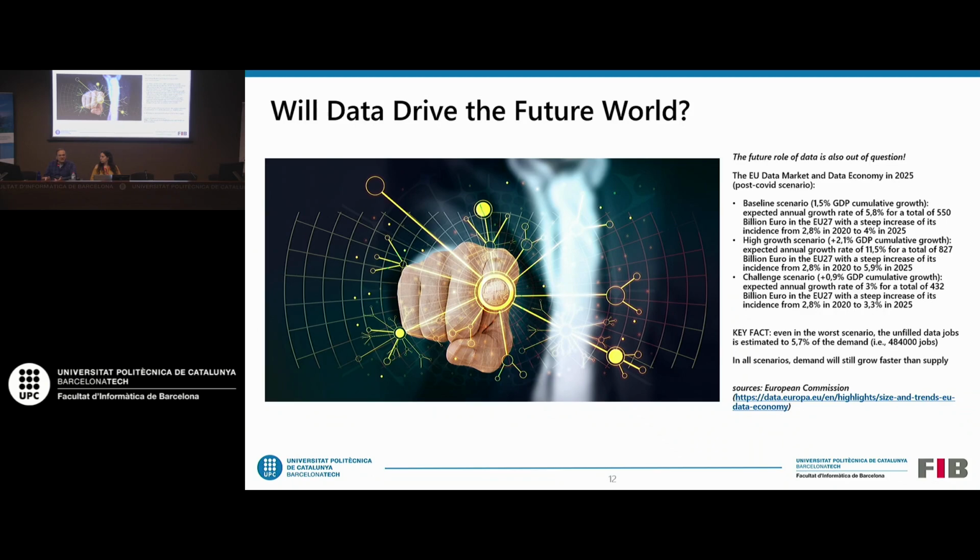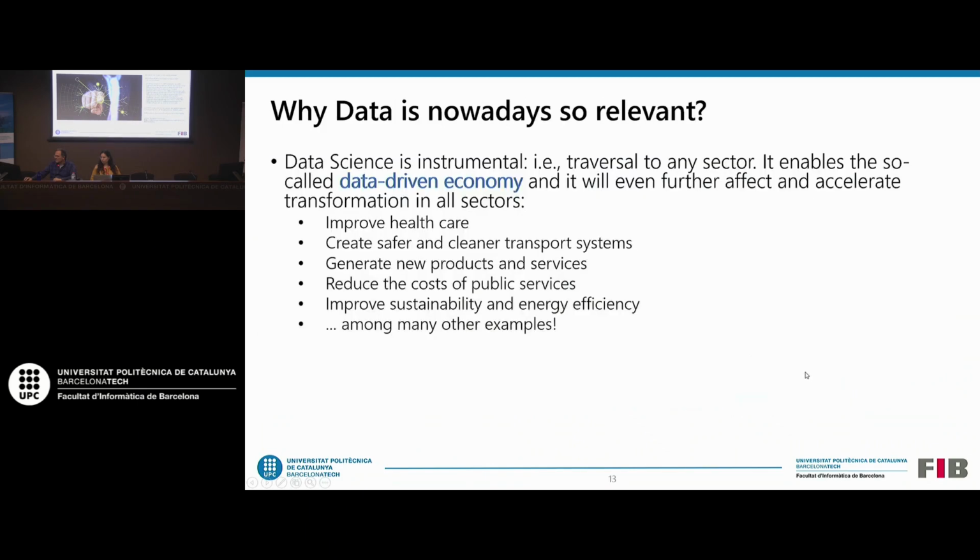So in the end, I use this because many times people ask me what is the impact or the relevance of data in the economy. I think that it's huge and it's here to stay, and it's not only going to stay, it's going to transform absolutely all the fields and different actors. The important thing about data science is that it's instrumental. So it means that you can use it in any other field, and it's transforming any other field. So it's a change of paradigm, right?